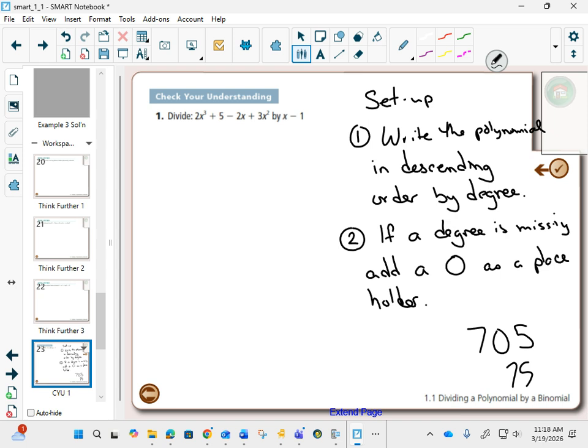But in polynomials, if you have no x squareds, you just don't write it. So we're going to have to add a 0. So we're going to see in our next couple examples what this means. In this first one, so here's our setup.